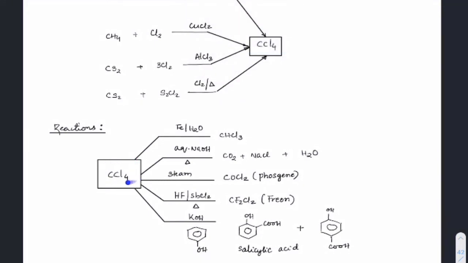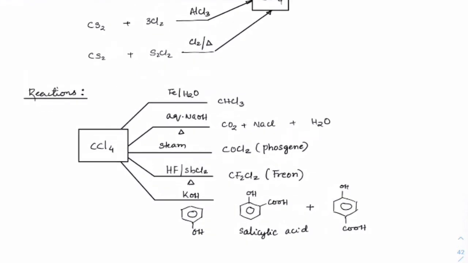CCl4 will have a few reactions. If you treat that with iron and steam, we will get CHCl3, the formation of chloroform. If you treat that with aqueous NaOH and heat, all the chlorines will come out and it will become CO2. Basically every chlorine is replaced by OH, so that will eventually become CO2. If you directly heat in steam, you will get phosgene gas, COCl2. If we treat that with HF in the presence of SbCl3, we will get freons. In the presence of KOH and this, right?